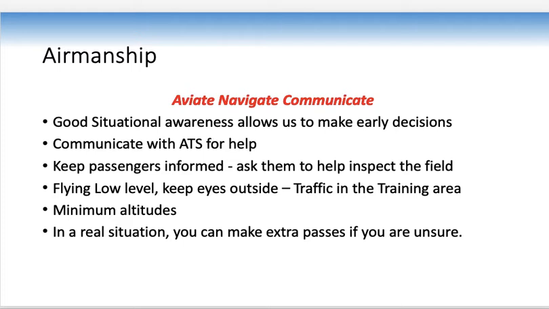Flying low level, keep eyes outside, and also look out for traffic in the training area. It's quite busy as well. You want to maintain your ALAP cycle: attitude, look out, attitude, performance. Minimum altitudes in the training area: watch out for that, 800 feet, and 1,300 feet over a non-populated area. So this is only in the training area. It's 500 and 1,000 feet AGL. In a real situation, you can make extra passes if you're unsure. But if you're running out of fuel, you probably wouldn't, or if there's last light.